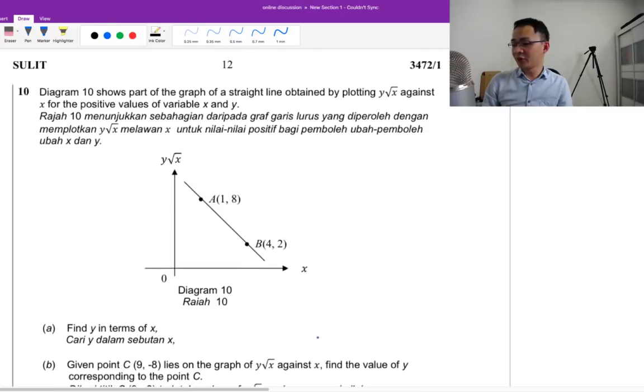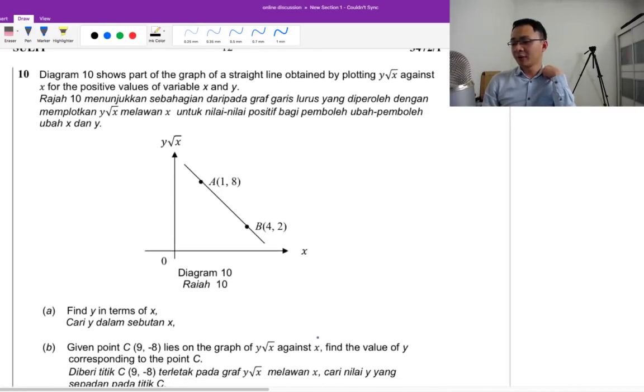So let's move on to question number 10 here. Diagram 10 shows the graph of the straight line obtained by plotting y over square root x against x for positive values of x and y. So find y in terms of x.